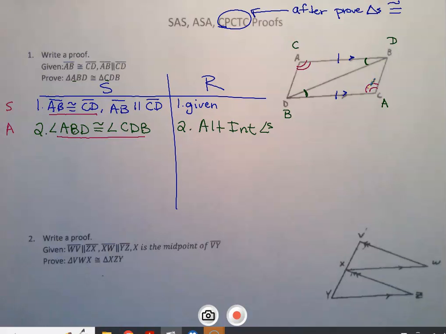So does that make sense? They are corresponding angles, but because they're not on the same transversal and we don't know if they're congruent, we can't prove that they're congruent.